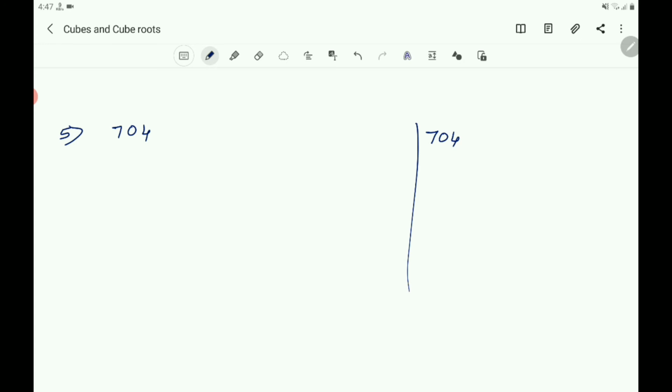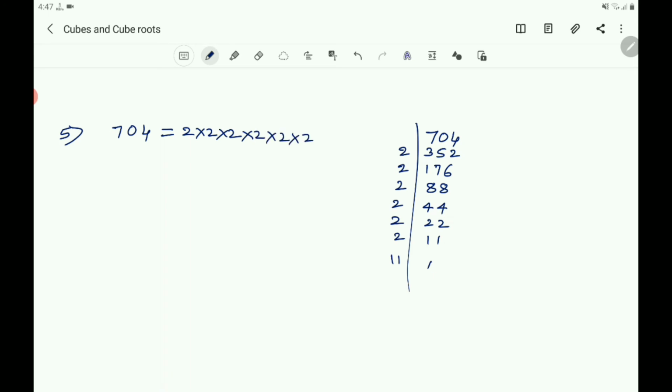It is divisible by 2. 2 3s are 6, 2 5s are 10, 2 2s are 4. Again it is divisible by 2. 2 1s are 2, 2 7s are 14, 2 6s are 12. Then 2 8s are 16, 2 44s are 88, 2 22s are 44, 2 11s are 22, 11 1s are 11. Then you write 704 equals 2 into 2 into 2 into 2 into 2 into 2 into 11.